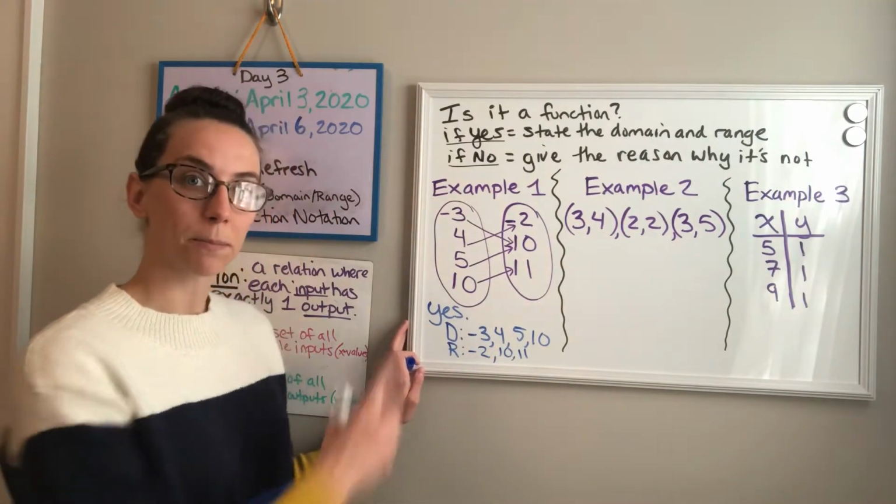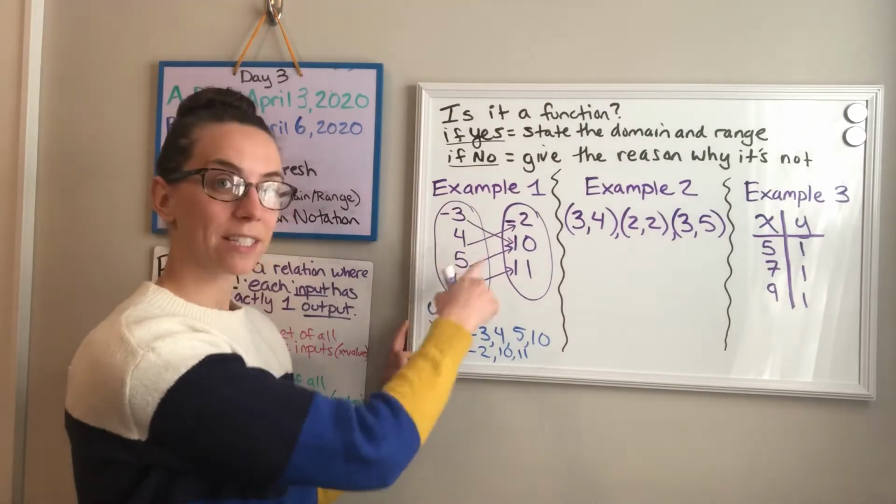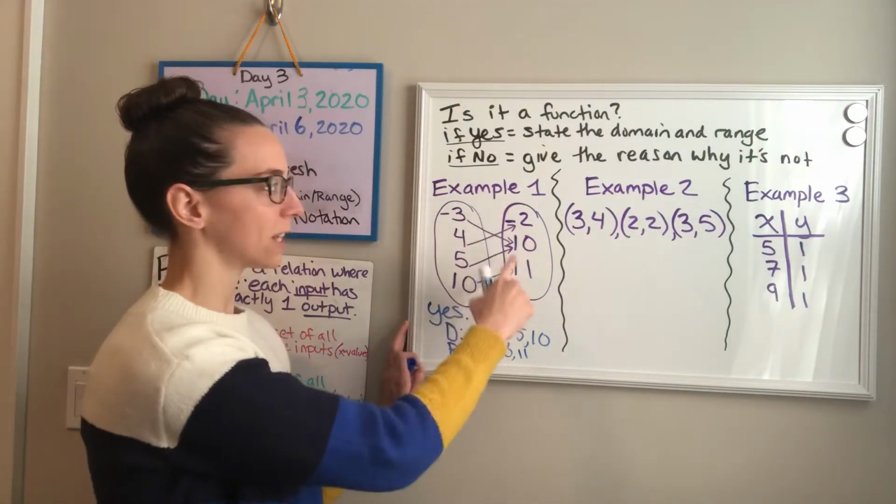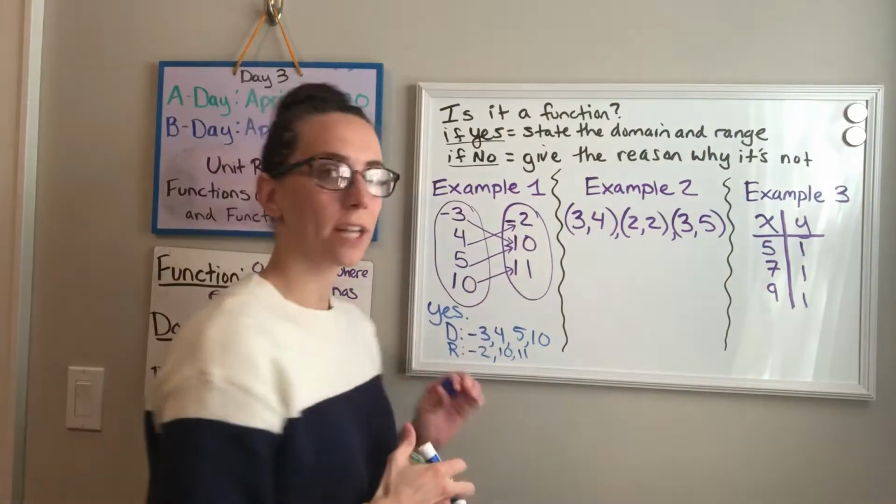So that's our first example. Yes, this one is a function. Each input has exactly one output. Our domain would be the set of all the inputs. Our range would be the set of all the outputs. We're going to take a look at number 2.